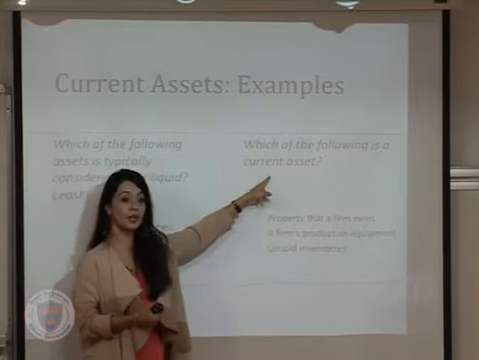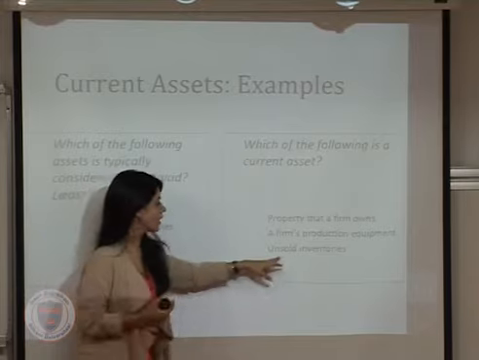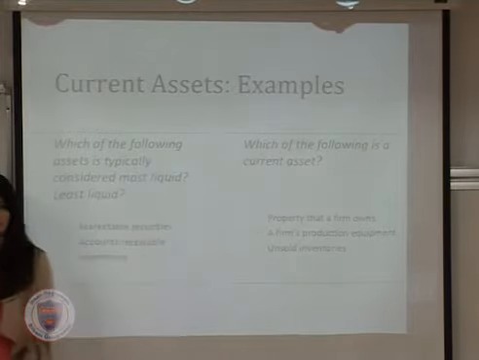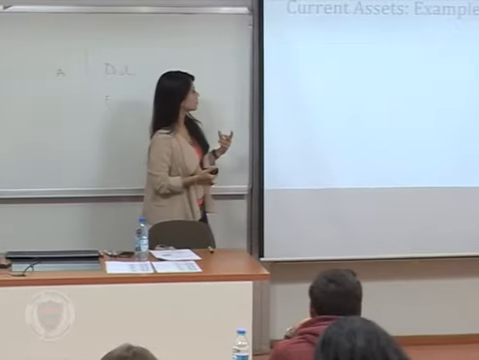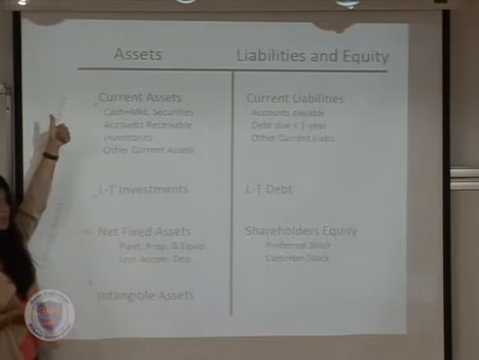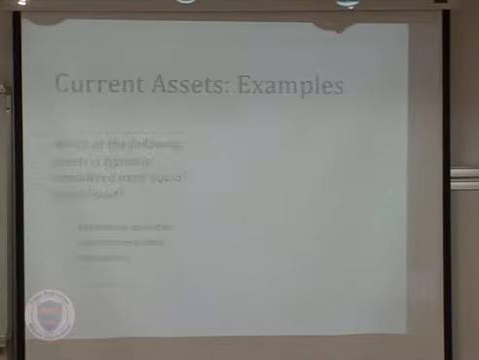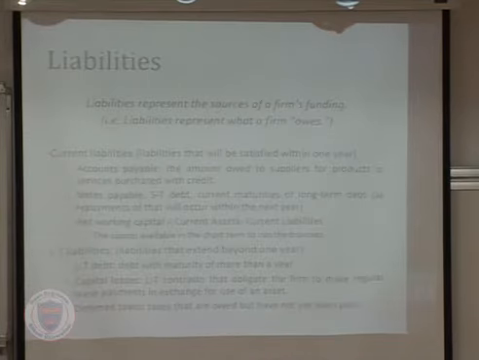But I'm asking about current assets, which should be shorter term, or most liquid, let's say. Unsold inventories is a current asset. So this part is current assets: cash, marketable securities, accounts receivable, inventories. Perfect. Then we have the liabilities. I think we talked about liabilities as well.